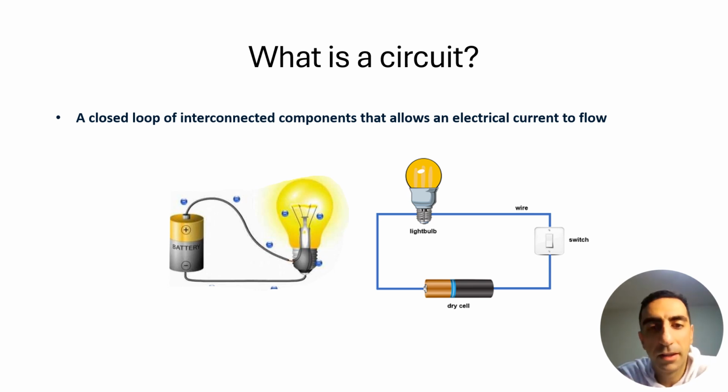What is a circuit? The very basic definition of a circuit is interconnected components that allow an electrical current to flow. In this picture, you can obviously see a light bulb, a switch, and a battery that could be used as a power source.